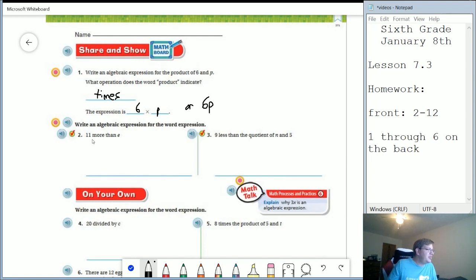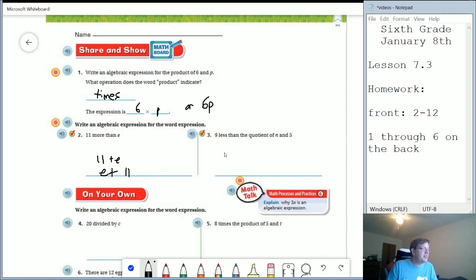All right, so for this one, we want 11 more than E, so we can do this in either order. We're doing one operation, it's just addition. We can use the commutative property of addition to write it either with the 11 first or the 11 last. So whichever one you chose to do, we could do 11 plus E, or we could do E plus 11. You don't need to give me both options.